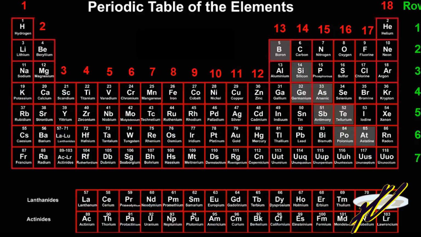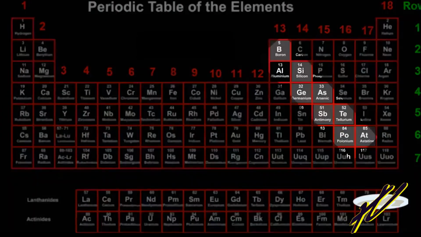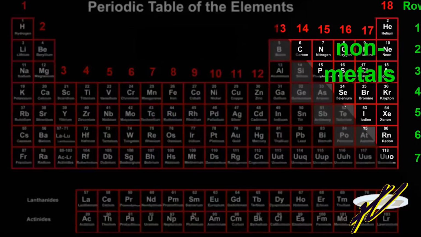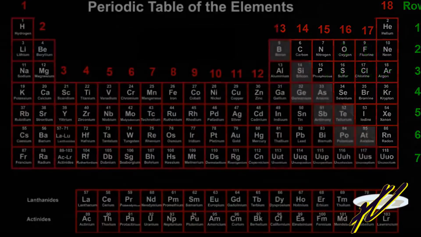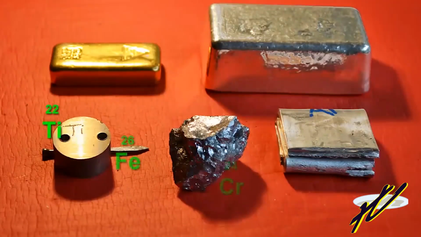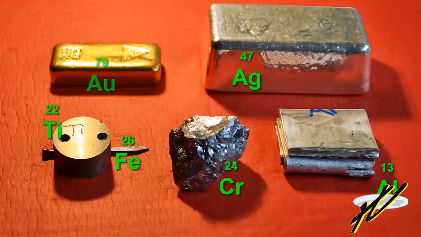Can you see the grey diagonal band that splits the periodic table into two parts? This divides the elements into metals on the left and nonmetals on the right. What is a metal? Here's a few: titanium, iron, chromium, aluminium, silver, and gold, with the atomic numbers above the symbols. Have you noticed that these metals are shiny and solid? They all are, well, except for liquid mercury.